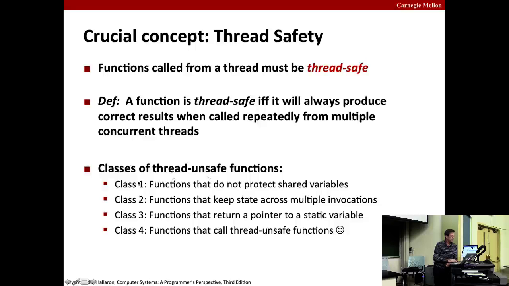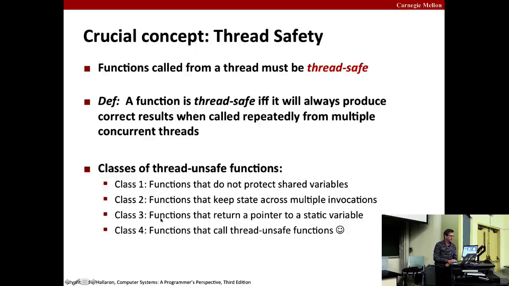And so we can identify four different classes of thread unsafe functions. One class is functions that fail to protect shared variables with mutexes. We've already seen that with badcnt. The thread function was an example of an unsafe thread function because it didn't protect the update of the count variable. Another class are functions that keep track of state across multiple invocations. If they're storing state in some global variable, private or public, then that's thread unsafe because multiple threads will be accessing that state.